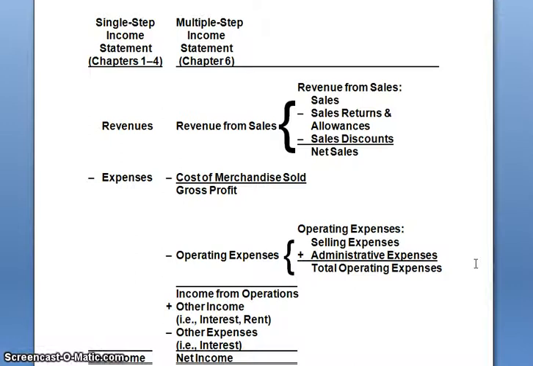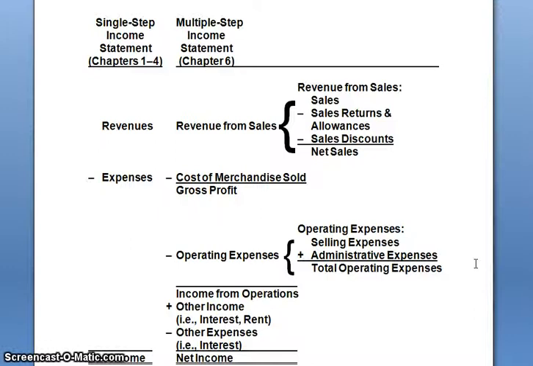Selling expenses are all of those directly related to the sale of the product. Okay, so a selling expense could be the salaries of your salespeople. It could be the depreciation on your store. It could be the property taxes you pay on your store. All right, all of those things that are store related or selling related specifically fall into the selling expenses category.